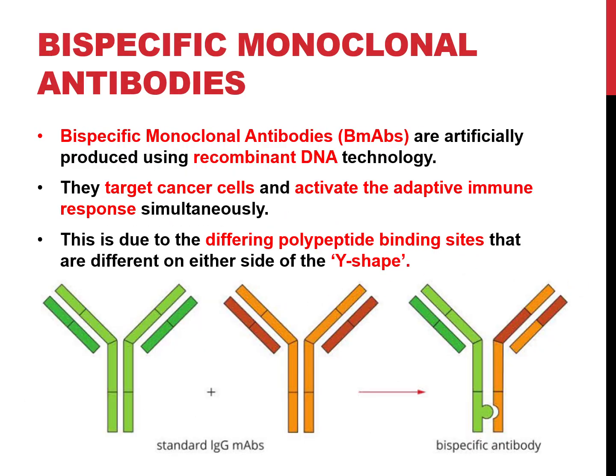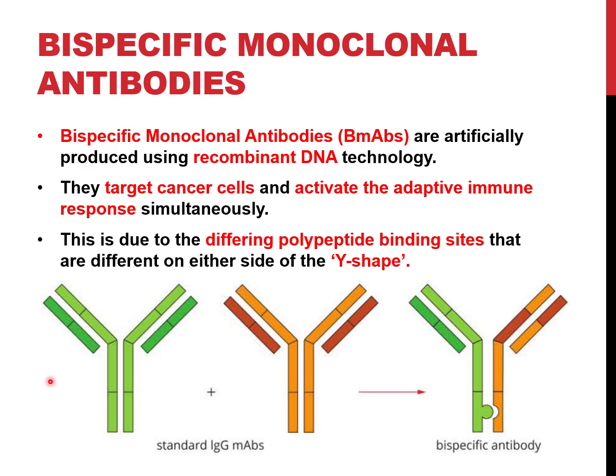Bispecific monoclonal antibodies. All right, so these ones are a little bit different. Again, anything with bi in it means two. So bispecific monoclonal antibodies are artificially produced using recombinant DNA, and they target cancer cells and activate the immune system at the same time, the adaptive immune system as well. This is due to differing polypeptide binding sites that are different on either side of the Y shape.